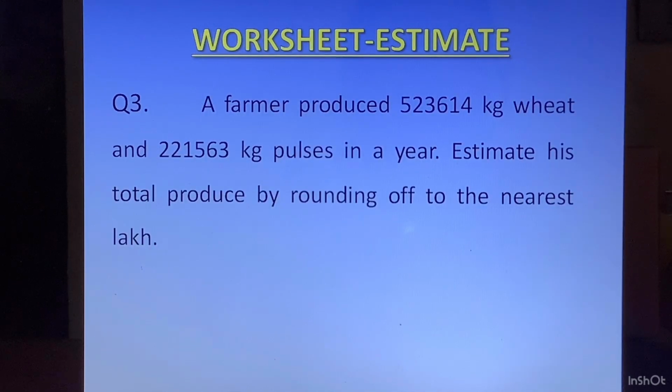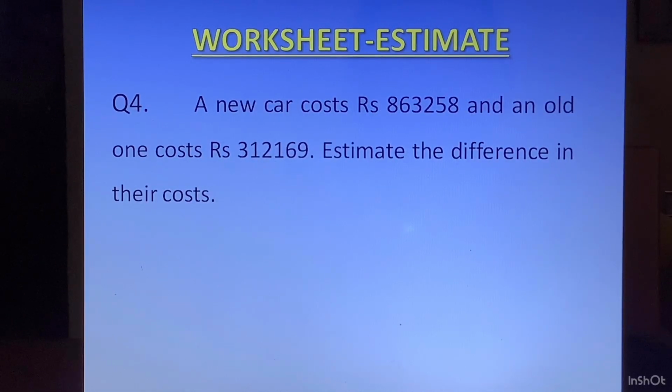Question 3. A farmer produces 523614 kgs wheat and 221563 kg pulses in a year. Estimate his total produce by rounding off to the nearest lakh. Question 4. A new car costs rupees 863258 and an old one costs rupees 312169. Estimate the difference in their costs.